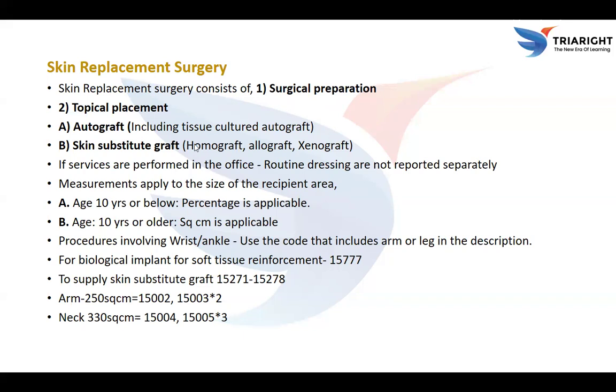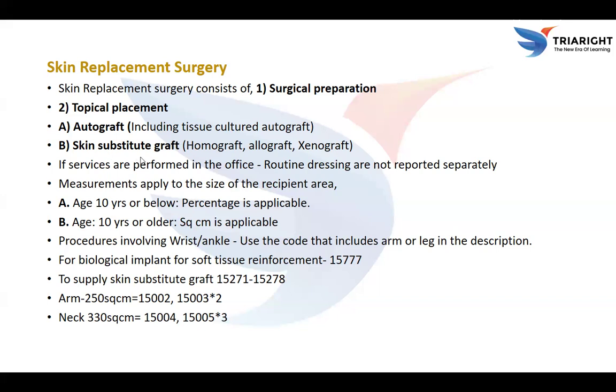So there are two types. One is autograft, the skin which is taken from the patient's own body. The best option because rejection risk is very low. And this autograft includes tissue culture autograft, nothing but the skin which is grown in a lab from patient cells. So the example is skin taken from the thigh and placed on a burn wound on the arm.